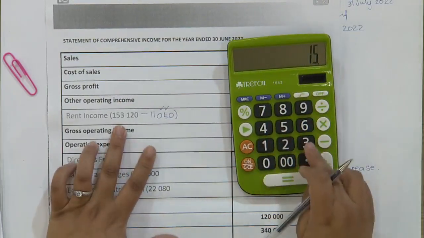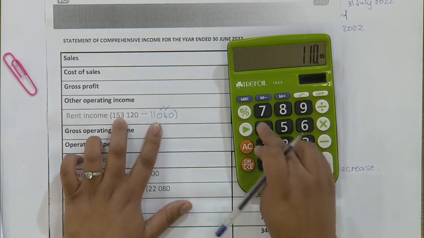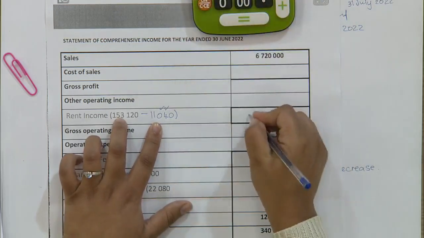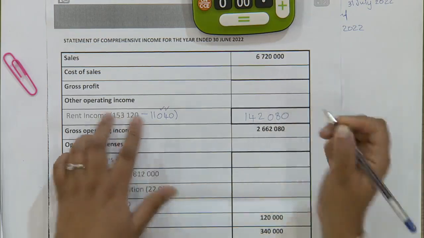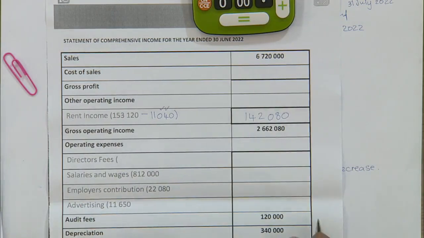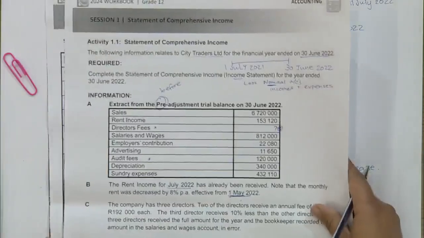So we say 153,120 minus 11,040, and that gives us 142,080. So now we know if we run out of time, at least we got that. Let's go to the next adjustment.